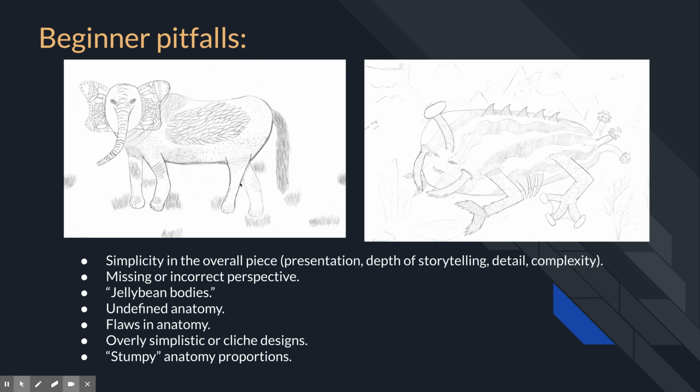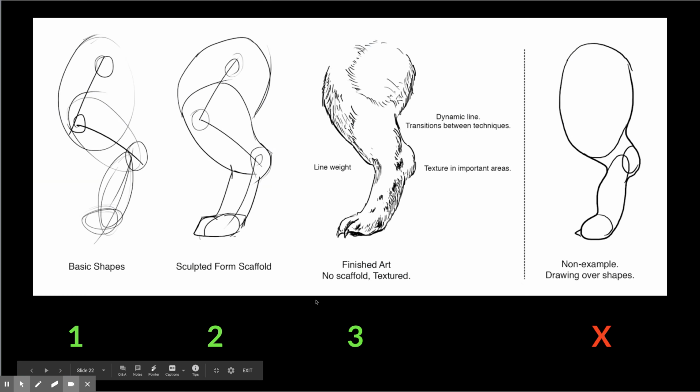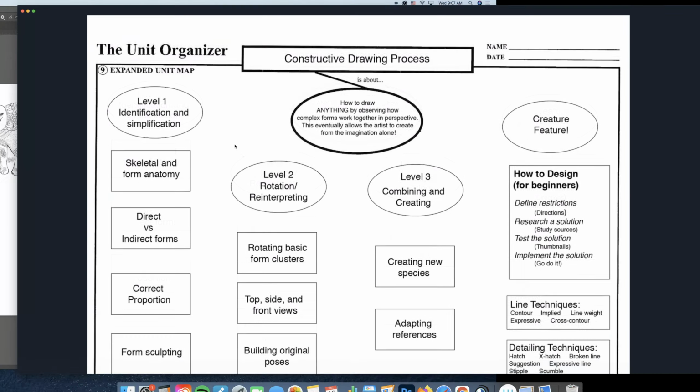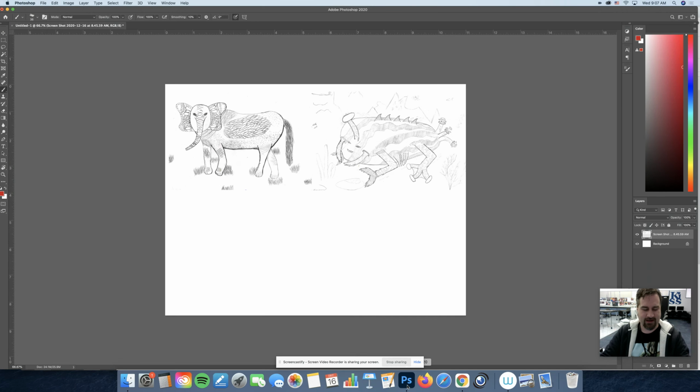Overly simplistic or cliche designs. I usually see beginners just copy different body parts from other animal photos. You can't really make a unique creature that way if we're just copying pieces of things. That's called plagiarism. And then usually stumpy proportions. That's just because stumpiness comes from a lack of definition in the form development. So usually having very limited anatomy, not that many joints, not very large proportions that work. Right. So let's take a look at these images and see how we could correct them.